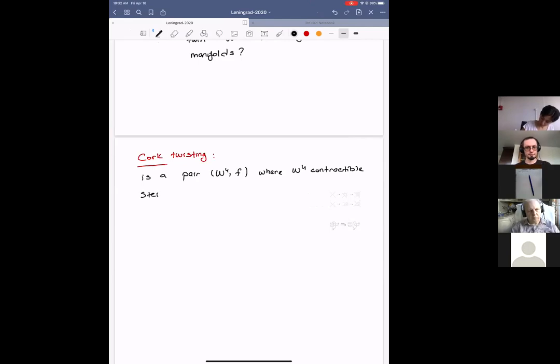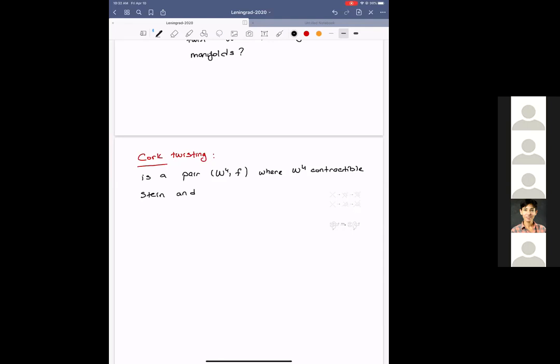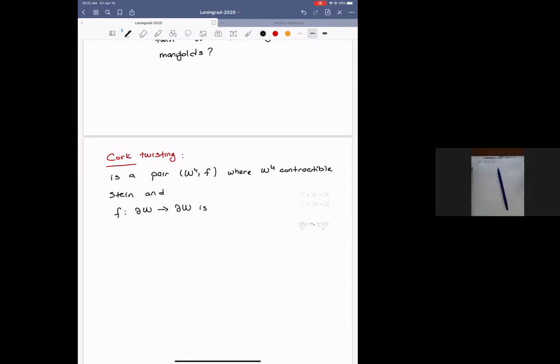Stein, and you want that boundary diffeomorphism to be an involution, such that it extends inside of the four-manifold as a homeomorphism, but not as a diffeomorphism. Okay, I hope the definition is clear.